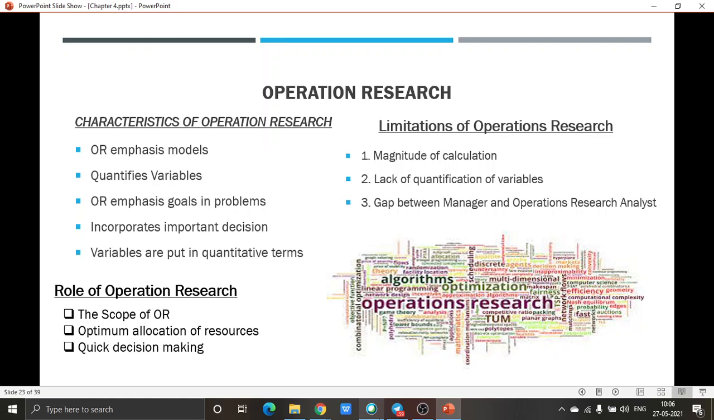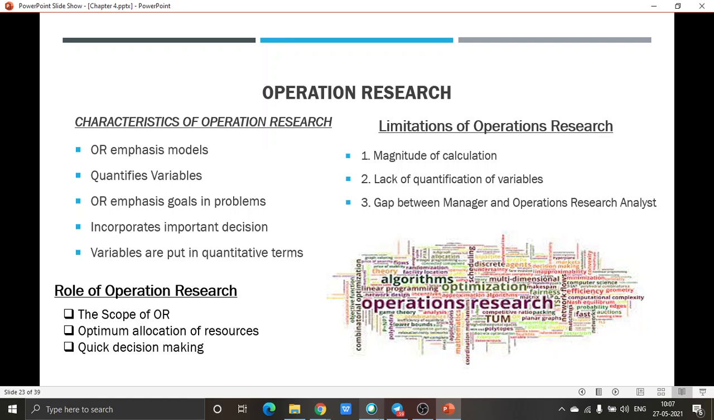That is to say, yes, there might be bigger organizations which can implement OR without much difficulty. But is the process the same for small organizations? For a small organization, the cost involved in implementing operation research might be prohibitive. Therefore, the use of operation research techniques is limited only to those organizations which can afford this cost.